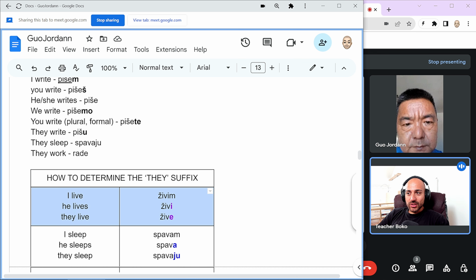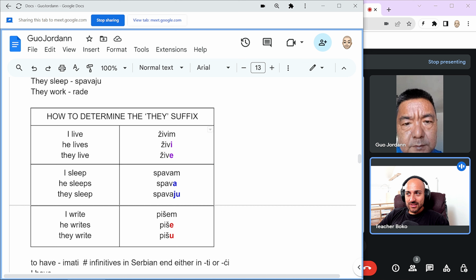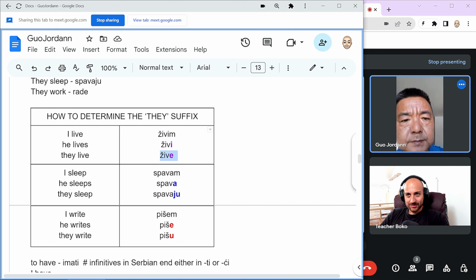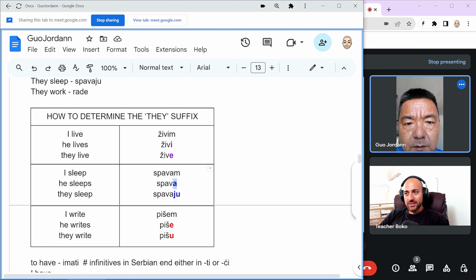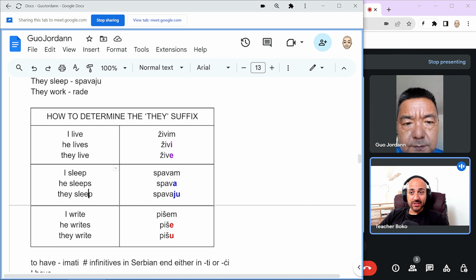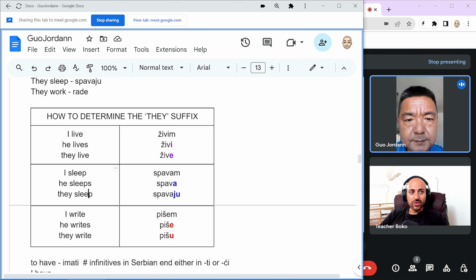If you take a look at the table now, the stems that end in i, like he lives, živi, the they form will be e. Živi, žive, they live. So živi, žive, radi, rade, and so on, right? So i goes to e. And the third possible situation is that your stem ends in a, spava. Then you add ju for they. So he sleeps spava, they sleep spavaju, pliva plivaju, and so on.